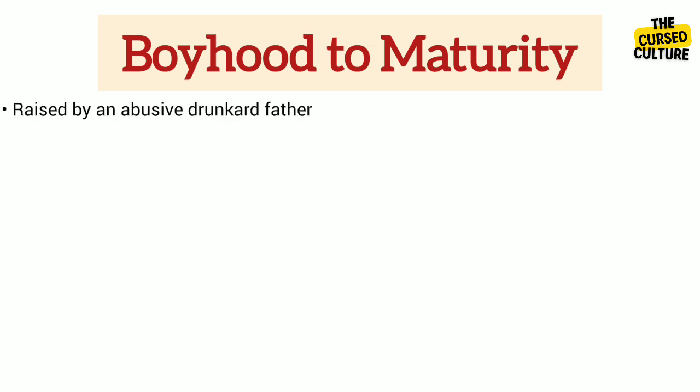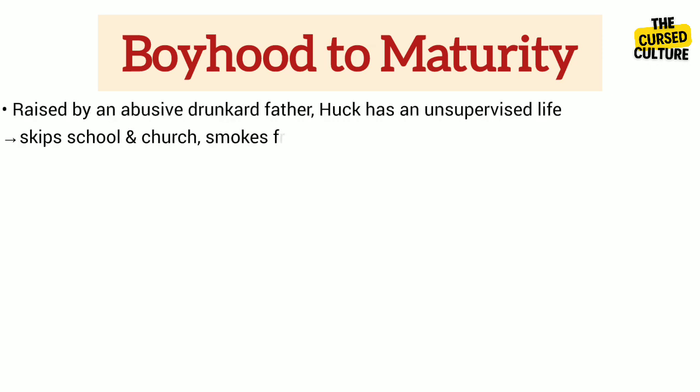The evolution from boyhood rebellion to mature adulthood is a glittering theme of The Adventures of Tom Sawyer. Raised by an abusive drunkard father, Huck enjoys an unsupervised life that many village boys in the novel dream of. He skips school, avoids church, smokes freely, dresses as he pleases, and sleeps outdoors.